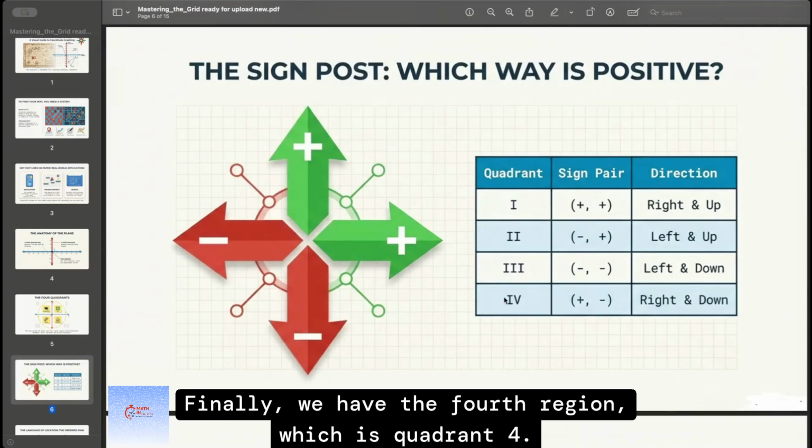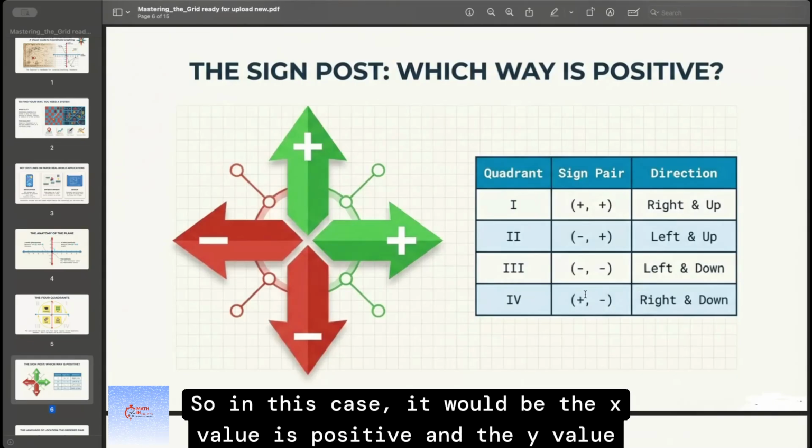Finally, we have the fourth region, which is quadrant 4. Its sign pair would be positive and negative. So in this case, the x value is positive and the y value is negative.